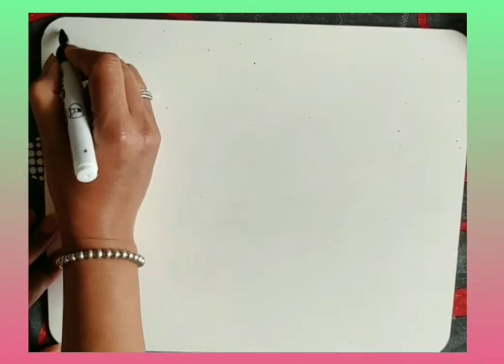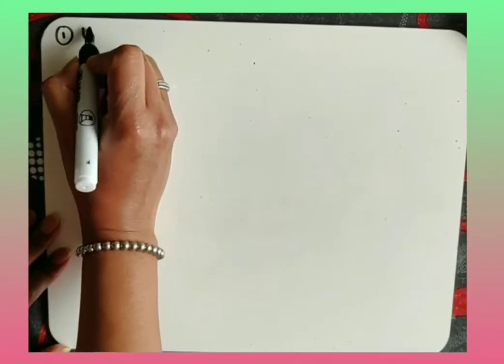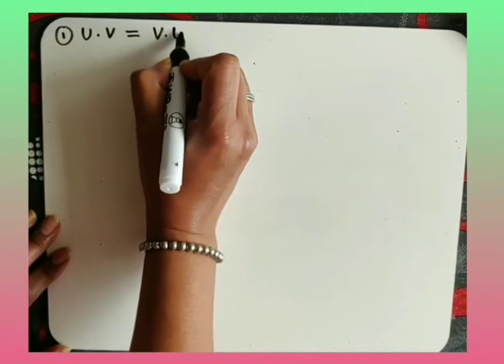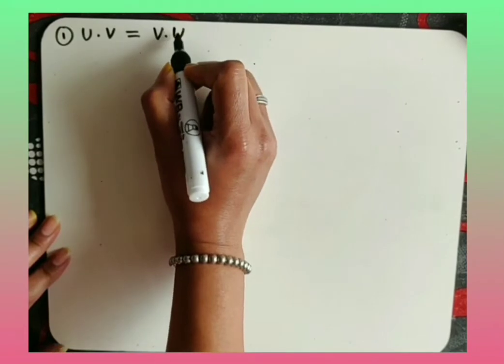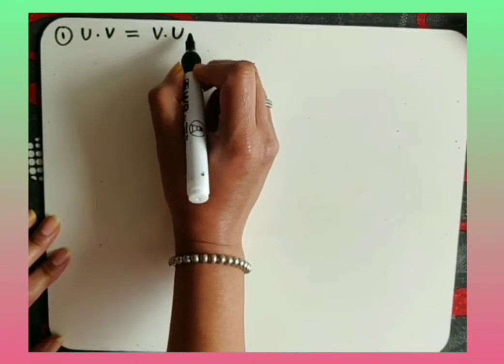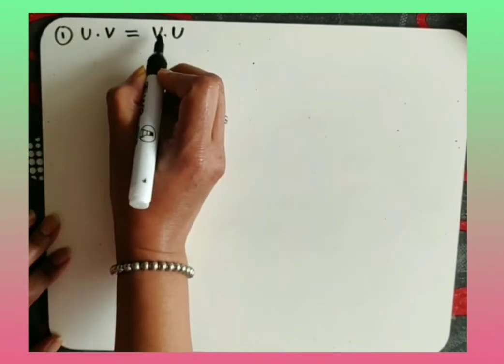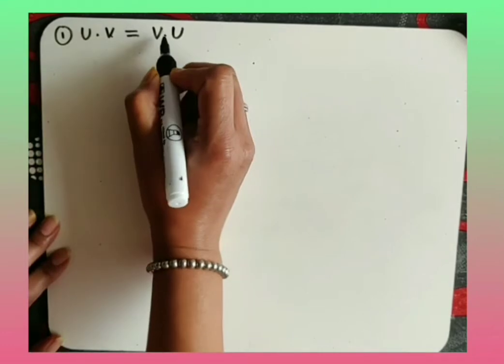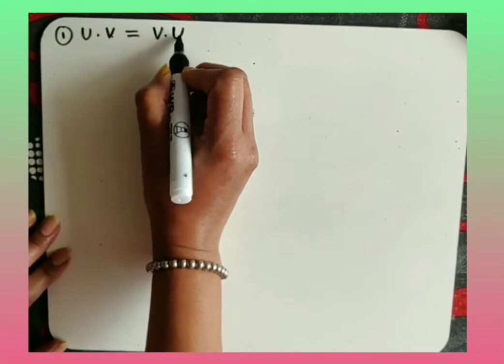First property is u dot v equal to v dot u always. This is called the commutative property of the dot product. So the dot product is always commutative, meaning whatever the value of u dot v, you will get it equal to v dot u.